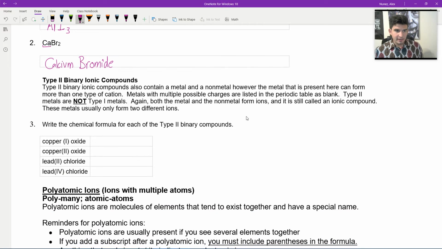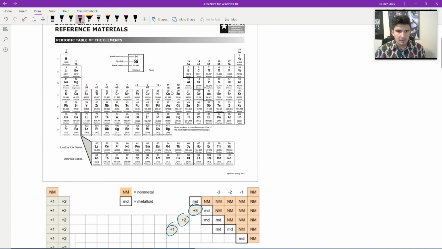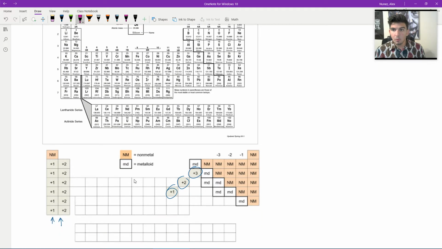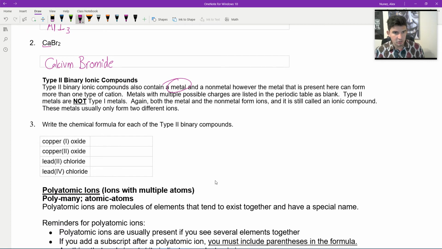Understanding type 2 binary ionic compounds is just as easy. The only difference is we're now using metals that can form more than one cation, which means that they can have multiple possible charges. That is why, if you'll notice in this graphic here, there are no charges listed for most of our D block and F block metals, except for, again, aluminum, zinc, and silver. That's because these metals can have more than one charge. So whereas aluminum always has a charge of plus 3, iron can have different charges, a charge of plus 2, a charge of plus 3, or even a charge of plus 4.